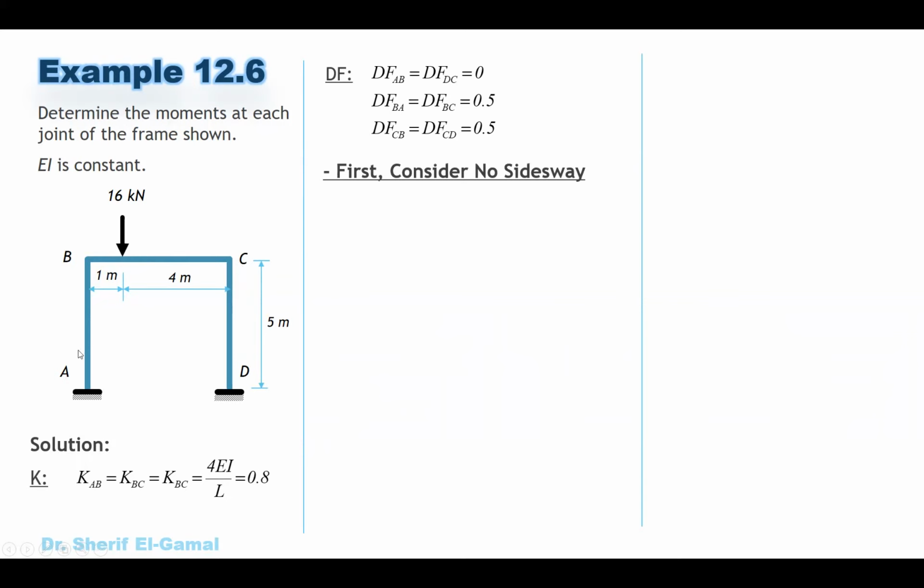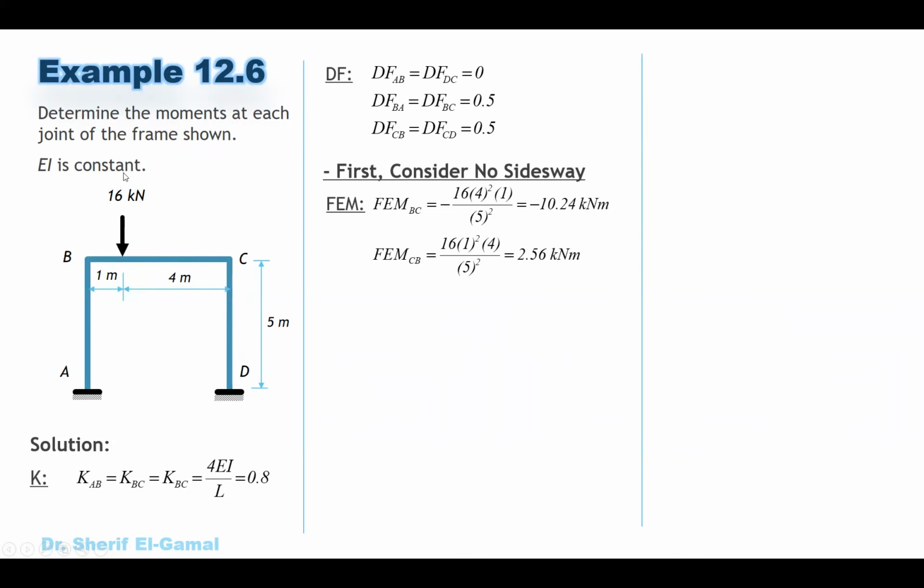So we are going now to solve the frame with no side sway. To do that, we have to get the fixed end moments. For members AB and CD, as there is no load, there are no fixed end moments. Only member BC has a concentrated load, so from that we can get the fixed end moments. The fixed end moment BC equals W times L far squared divided by the total L squared.